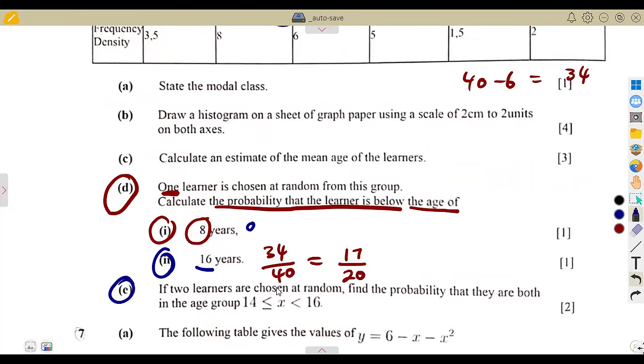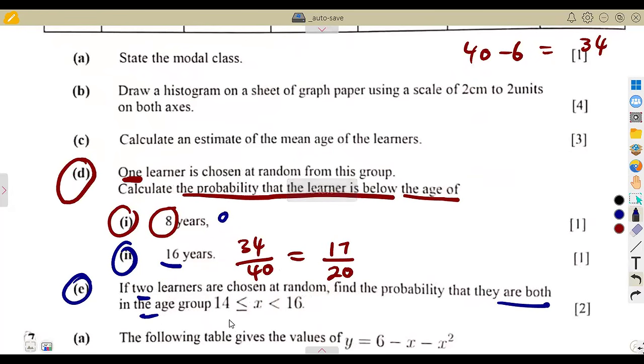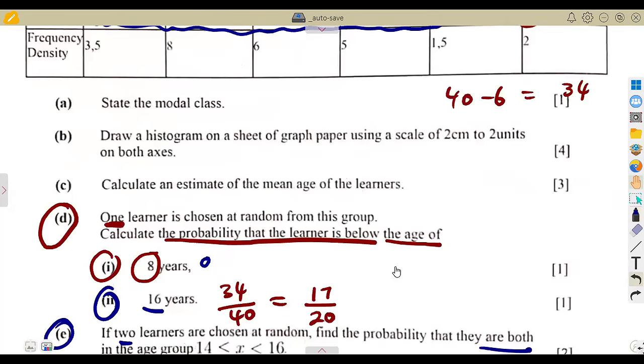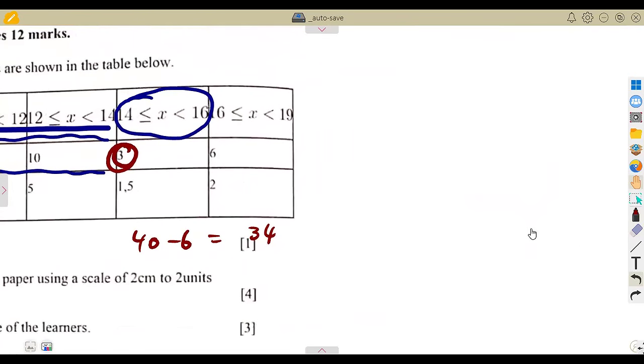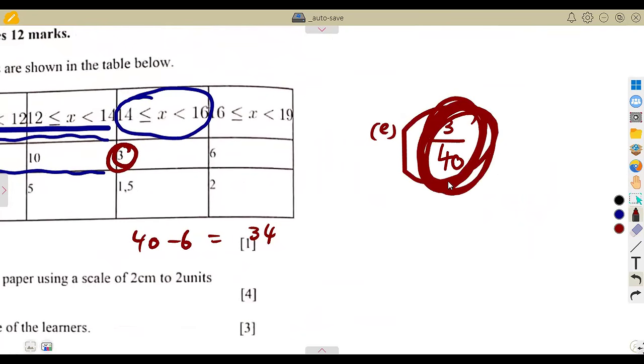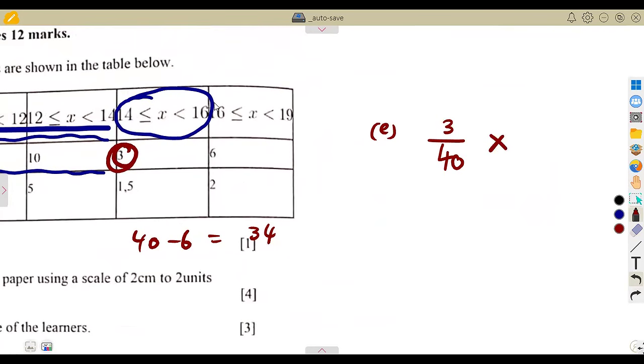Then E, we are given that this time two learners are chosen at random. Find the probability that they are both in the age group of 14 to 16. Both. The two learners are taken from the same age group of 14 to 16. How many learners do we have there? There are 3, according to the frequency. So there are 3 learners out of 40. This is the probability of picking the first learner, but then you pick again from the same group.